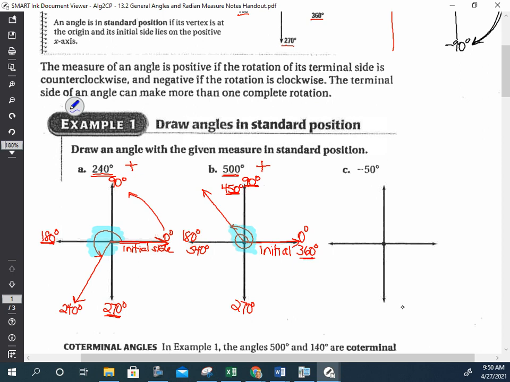All right, part C. Negative 50 degrees. So, the negative angle. Negative angles start out the same way, on the positive x-axis. So our initial side is on the positive x-axis. Negative, we curve down. So the first line would be negative 90 degrees. That's already too big. So negative 50 is going to be somewhere up in there.